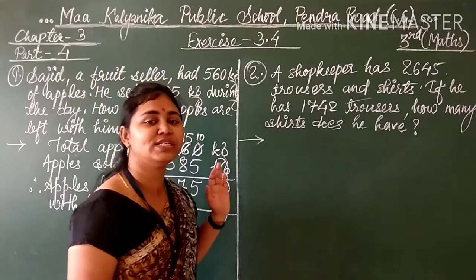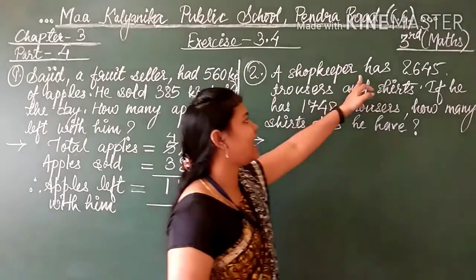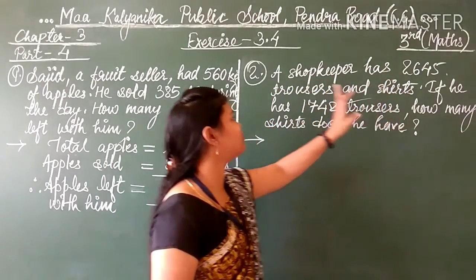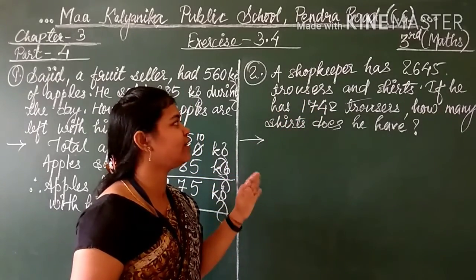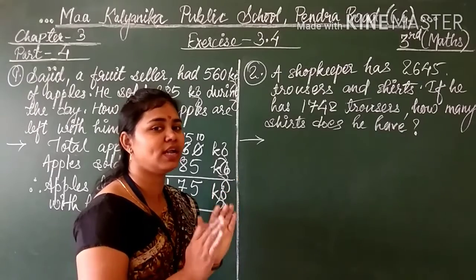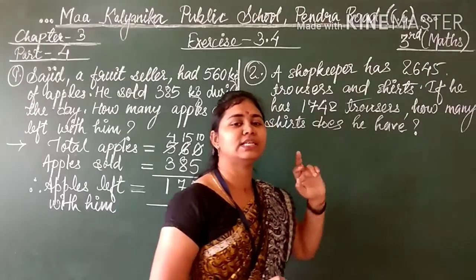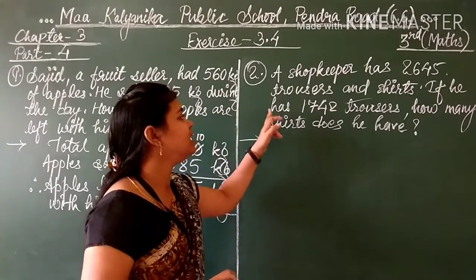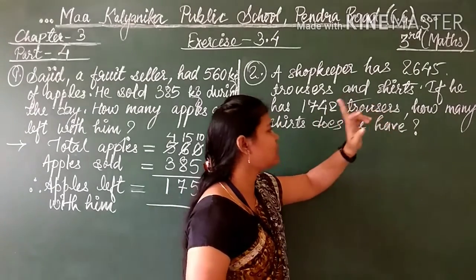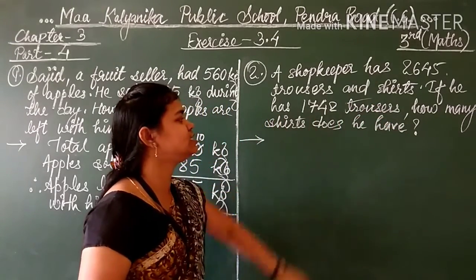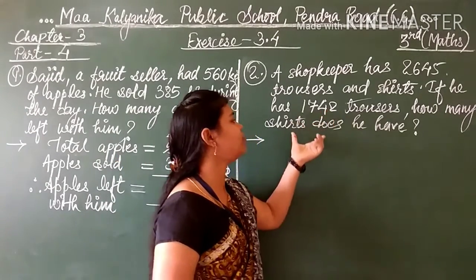So shall we move to question number 2? Yes, start. See, a shopkeeper has 2645 trousers and shirts. It is not mentioned whether it is trouser or shirt, means total of trousers and shirts is 2645 total. Okay, if he has 1742 trousers, how many shirts does he have? So this is the number of trousers he has. So how many shirts are there?